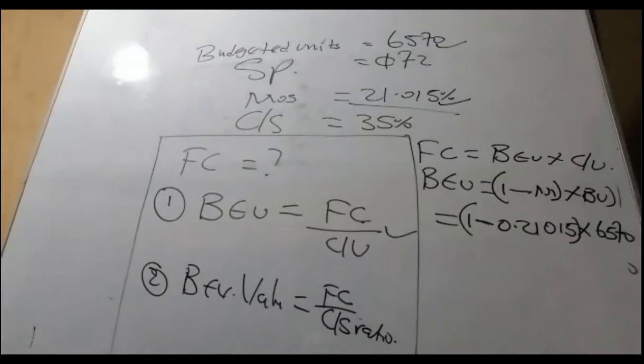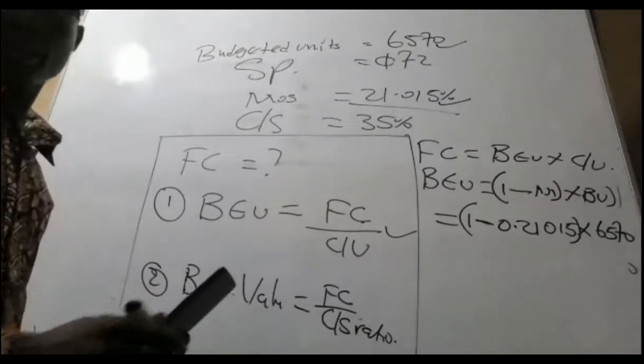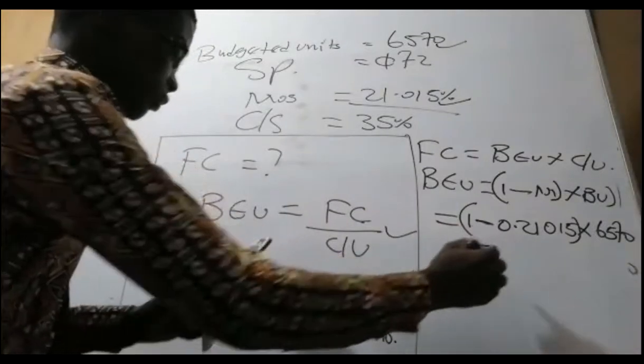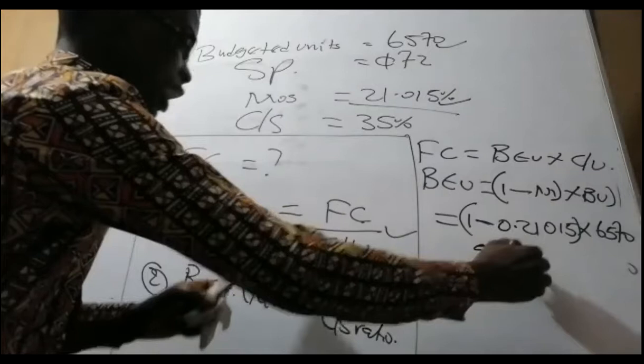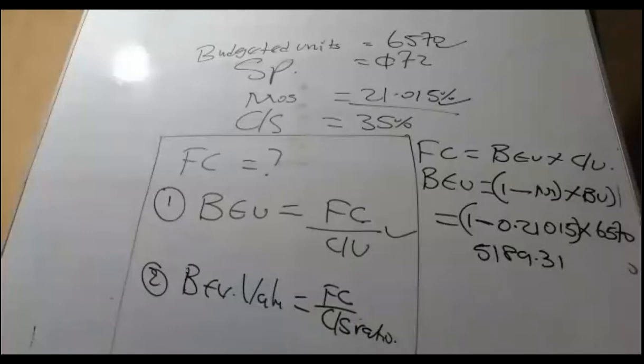So here, what do you get? 1 less 0.21015, times 6570. That's 5189.31. Great. So we'll take that. 5189.31 is the break-even unit.